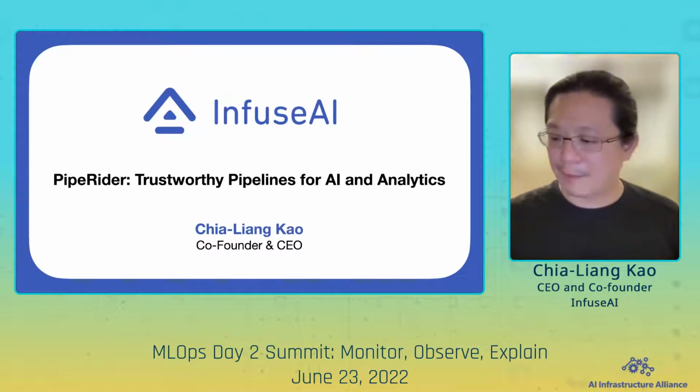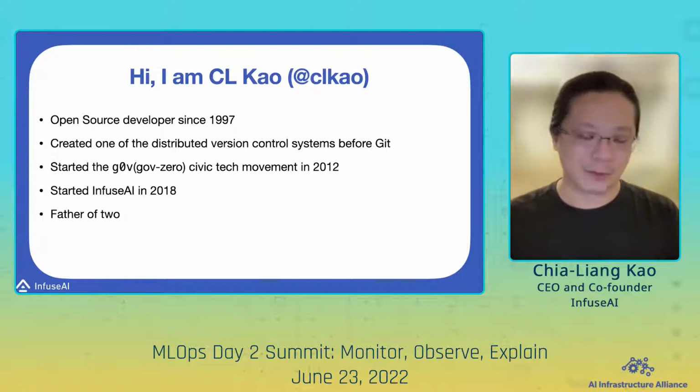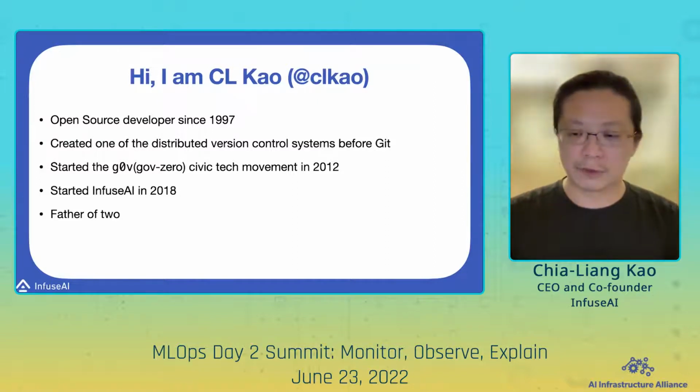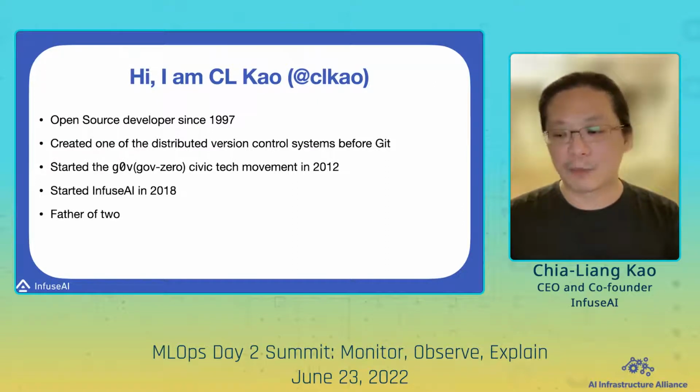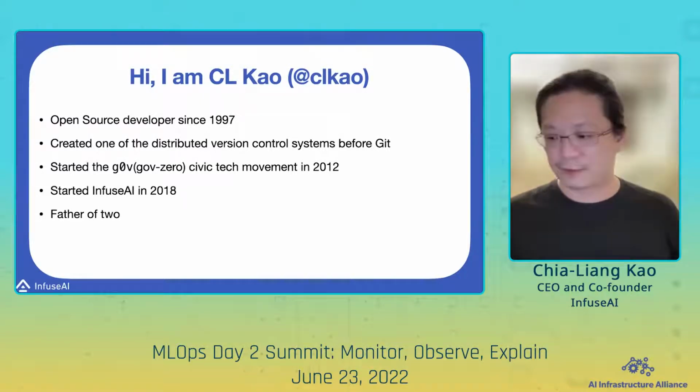So just a little bit of background about myself. I've been an open source developer since '97, and I created one of the distributed version control systems before Git, before distributed version control systems were a thing. And since 2012, I started the civic tech community called GovZero among the global civic tech movement, basically about how we use data and open source to foster transparency and improve democracy. And fast forward to what we're doing now, I started the company Infuse AI back in 2018. I'm also a father of two.